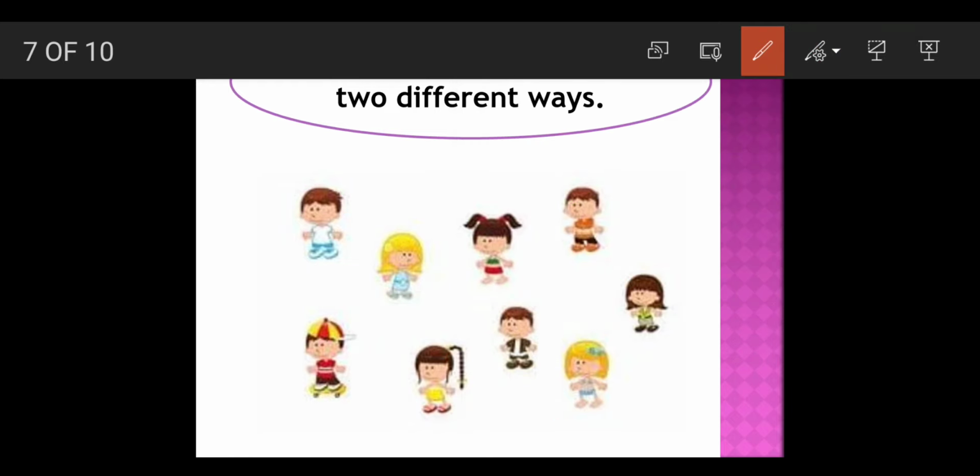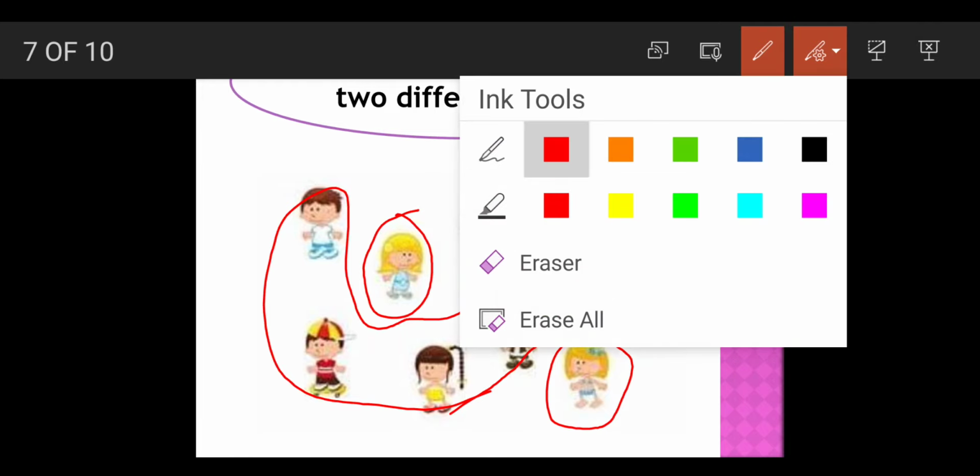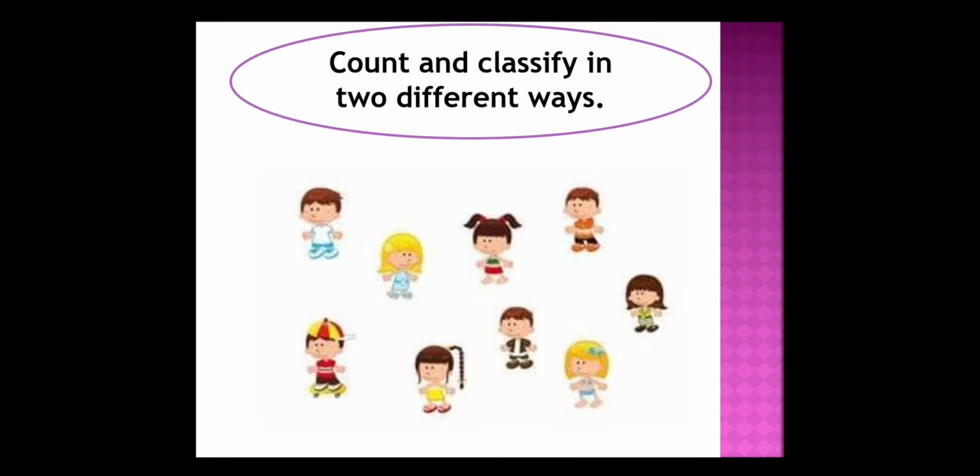There can be another way of grouping them: children with brown hair and children with blonde hair. And we can see that there are two people with blonde hair and the rest of the children have brown hair, so they will be in the other group. So you can see that we can group the same number of people in two different ways. That is how scientists also classify different objects and animals.